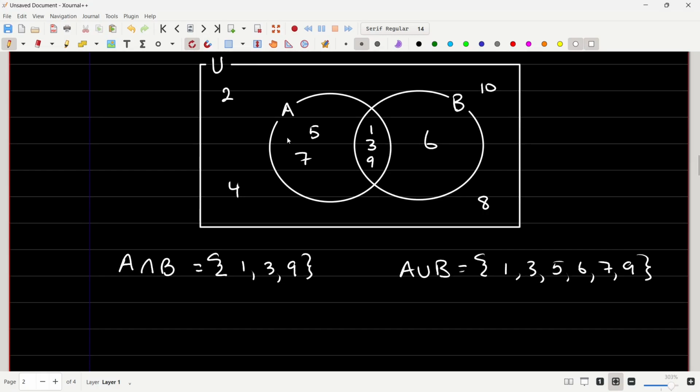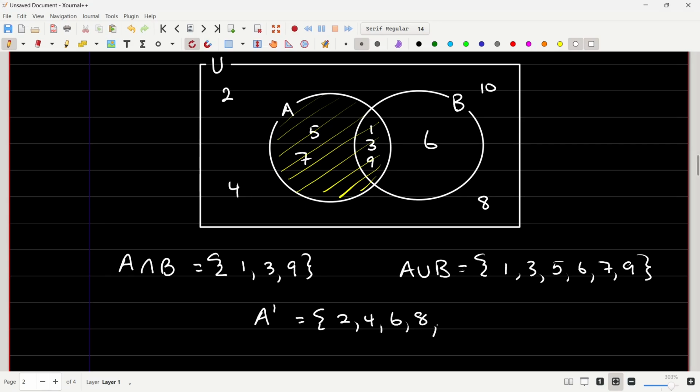Then we need A complement. Everything that belongs outside of A. So I'm just going to shade that region that we want to ignore. And we are only interested in the elements 2, 4, 6, 8, and 10. And that's the solution to that problem. I don't need to shade this when I'm solving a problem. I simply shaded it so you can identify what you're ignoring.